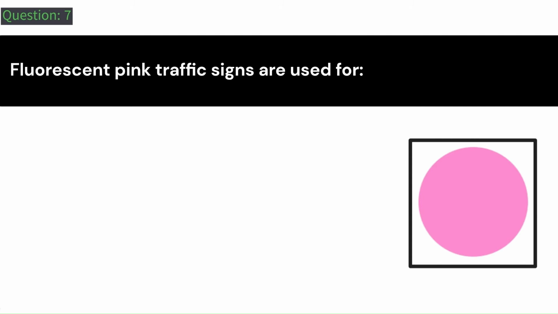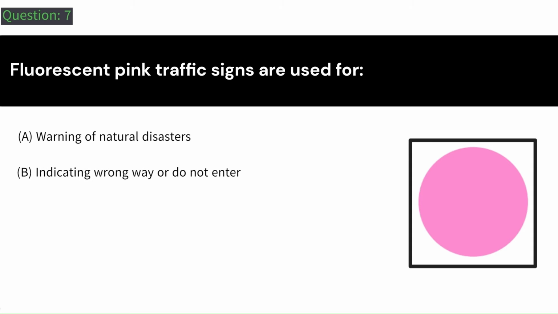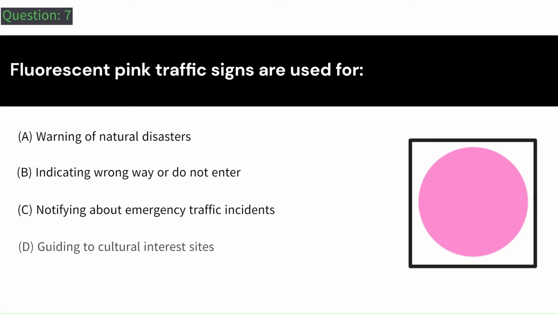Fluorescent pink traffic signs are used for: A. Warning of natural disasters. B. Indicating wrong way or do not enter. C. Notifying about emergency traffic incidents. D. Guiding to cultural interest sites. Answer: C. Notifying about emergency traffic incidents.